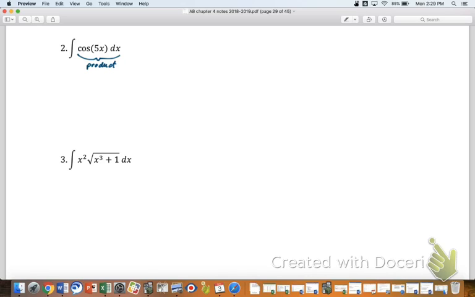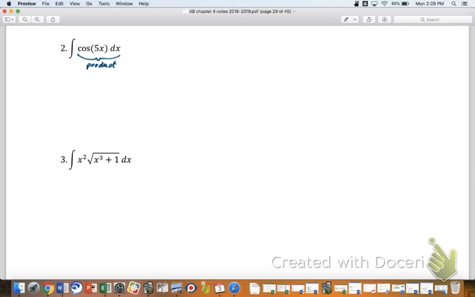Let me just give you a comparison. What if you had this? You could look at that and say, hey, that's a product too. It's got to be a product where one of the factors is composite. That pattern doesn't fit here, right? Okay, so number 2, it's a product. You see the composite piece.